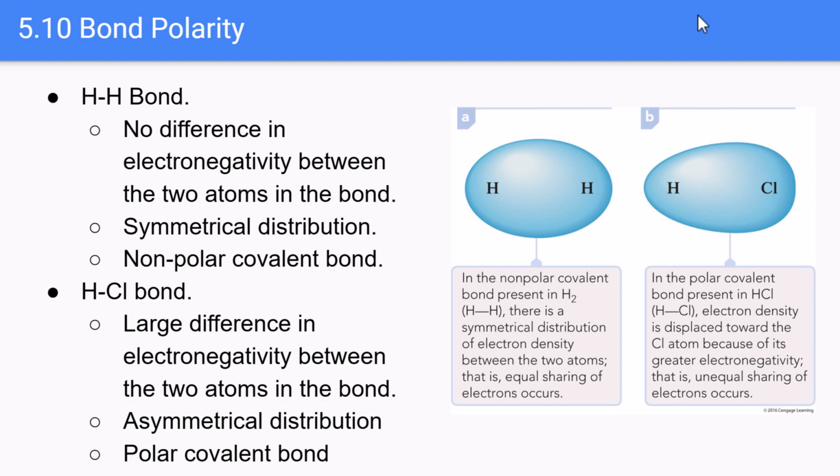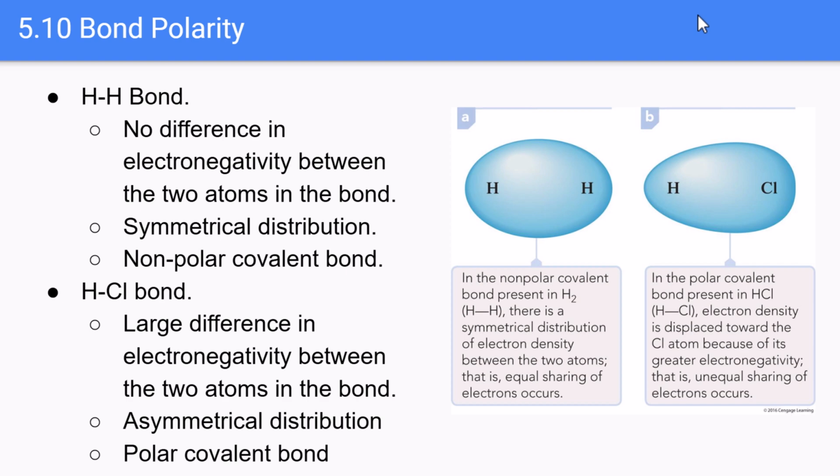If I look at, for example, hydrogen and chlorine, there's a large difference in electronegativity between the two atoms in the bond. Chlorine has a significantly higher electronegativity value than hydrogen, and so this results in that pair of electrons being much closer to chlorine than to hydrogen. And you can see this in the examples shown on the right-hand side here. We have a little graphic that shows the distribution of electrical charge. The electron density is displaced towards the chlorine atom because of its greater electronegativity.